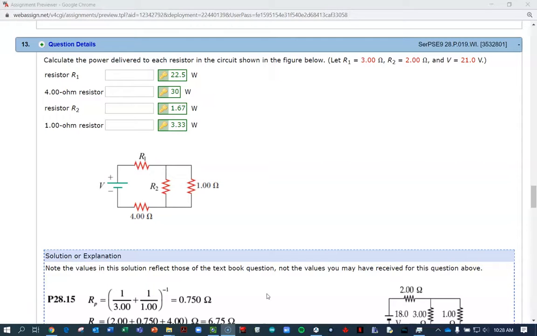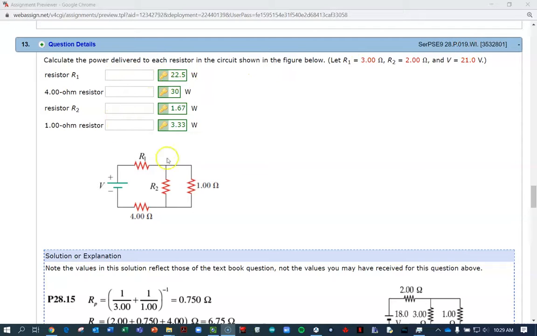So I want to show you two ways to solve this problem. This is the AP class Web of Science number 13 and the circuits review. This is from Survey Physics for Scientists and Engineers, Volume 9, Chapter 28, Problem 19.